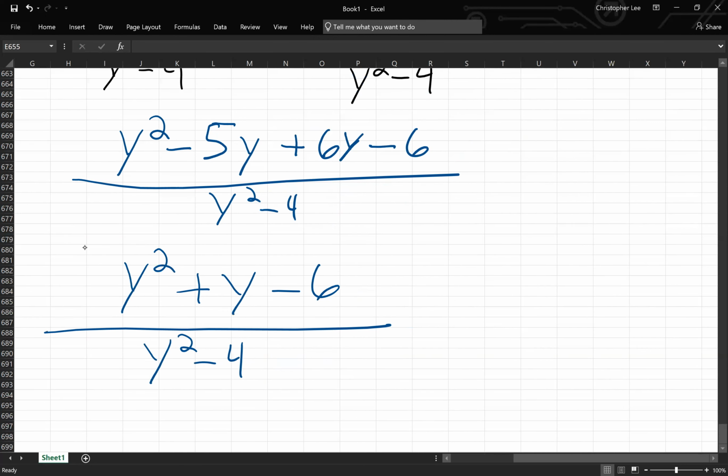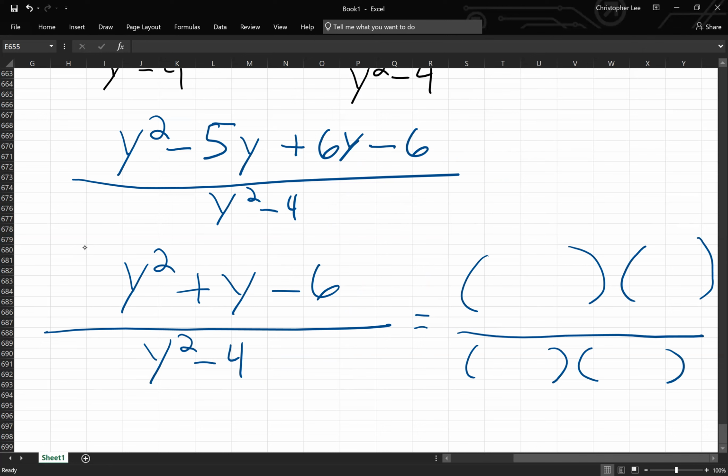Let's pull this to the side over here, right? Factor the top, factor the bottom. So y squared plus y minus 6. I need two numbers that multiply to negative 6 and add up to positive 1. What are they?